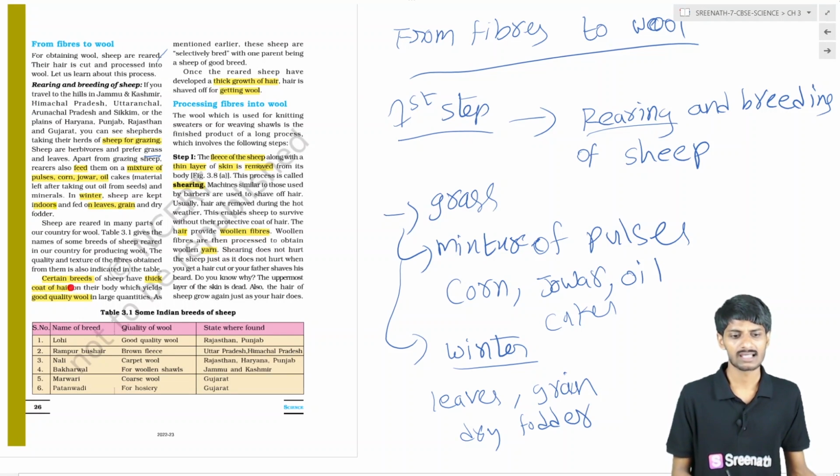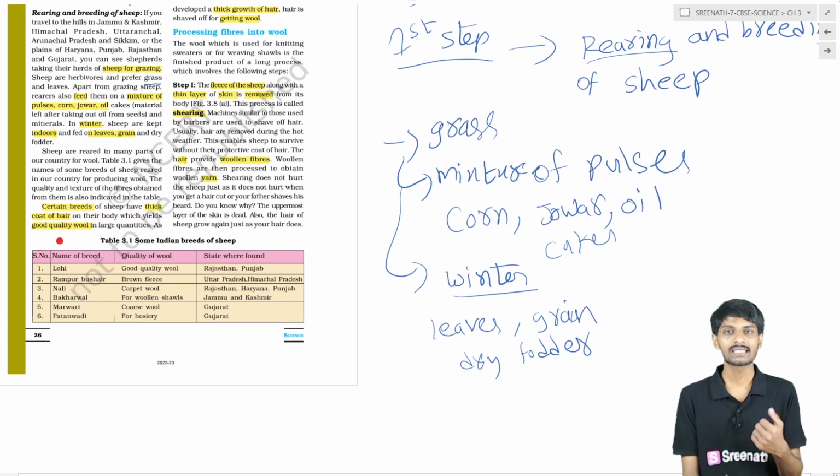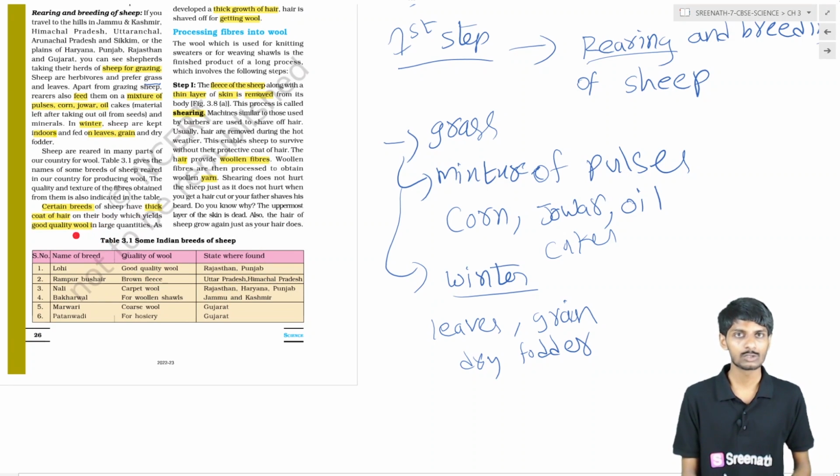Certain breeds of sheep have a thick coat of hair. After feeding, the sheep grow, and after they have grown, they are taken for cutting their hair. Different breeds of sheep have a thick coat of hair, and this thick coat of hair gives good quality wool.